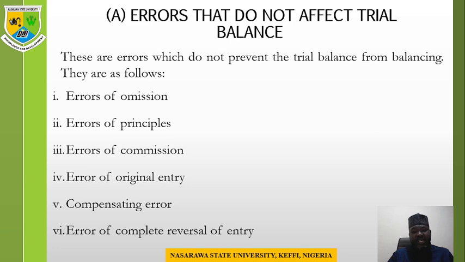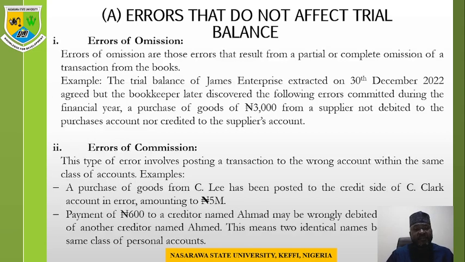And then error of original entry. These are errors that have been committed right from inception and they pass through the double entry principle till the end. Then we have compensating error. These are errors that actually compensate for the effects of other errors, knocking off the effects of other errors that have been committed earlier. And then we have error of complete reversal of entry. These are mostly errors that are committed when entries are completely reversed. We'll come to see that as we progress. So let's see each of these in detail.